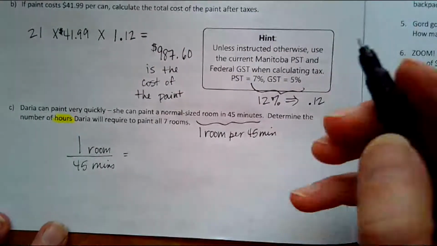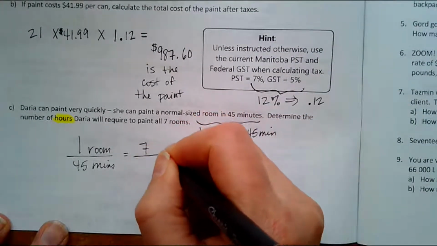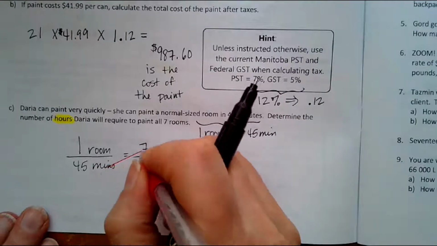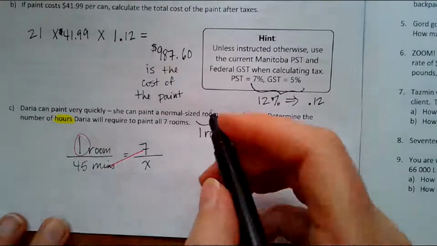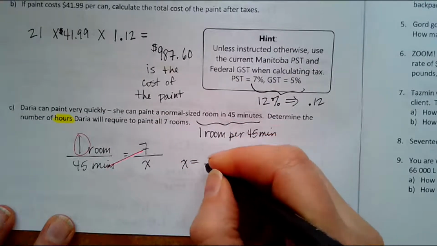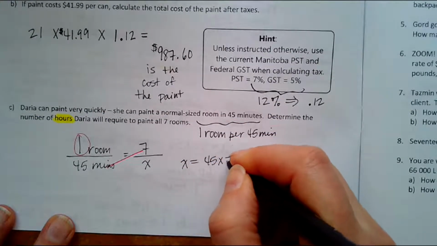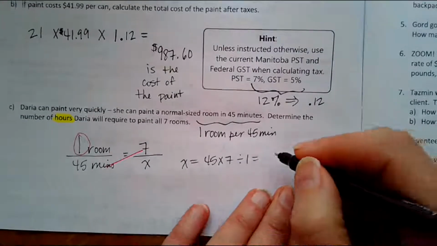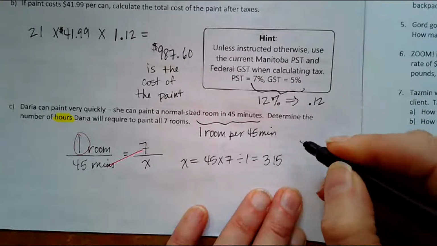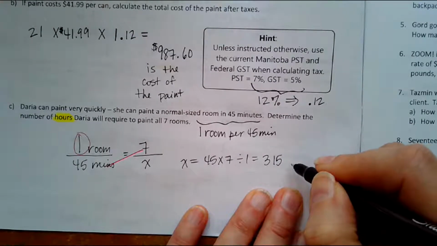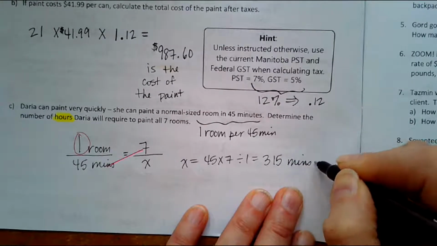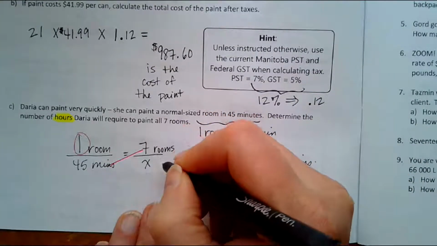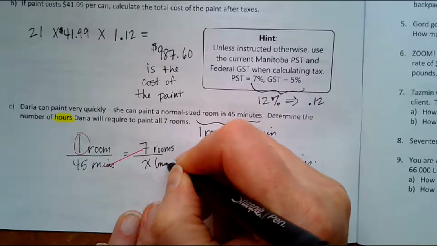So first of all, I'm just going to figure out how many minutes it's going to take, because that's what they gave me to start with. So x equals 45 times 7 divided by 1. So I get 315 minutes. Remember, top is rooms, bottom is minutes.